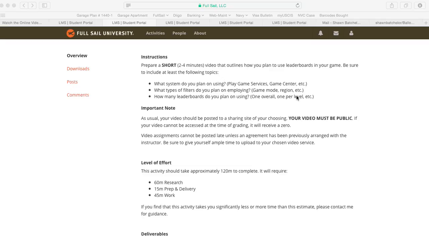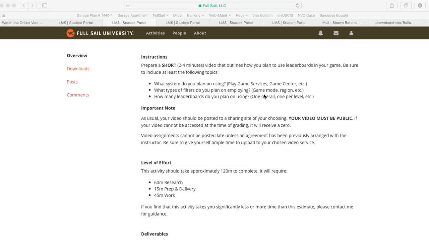What types of filters do you plan on employing? I don't plan on doing anything other than what's built into Game Center. So from the lessons, there's going to be a region filter and high scores for the day and for the month and stuff like that. So that's pretty much the native filters of Game Center, and I think that's pretty useful for most users, which generally I want to target for this game. It doesn't have to be anything specific, especially because of the simplicity of the game.